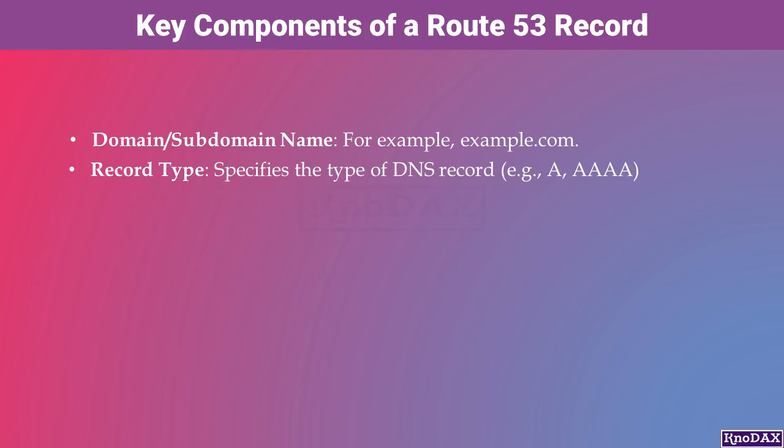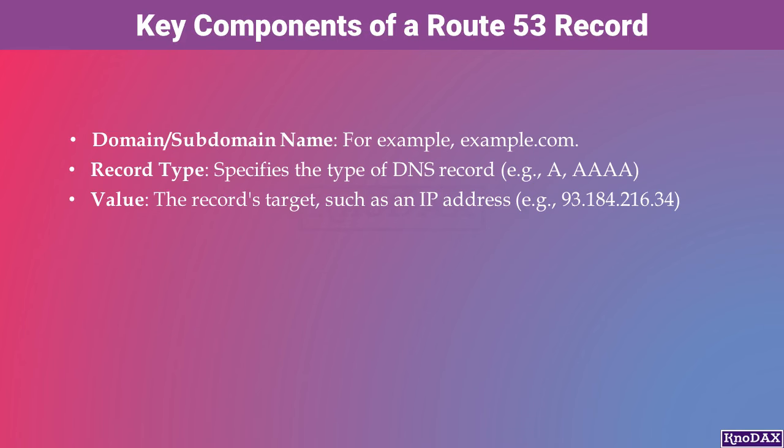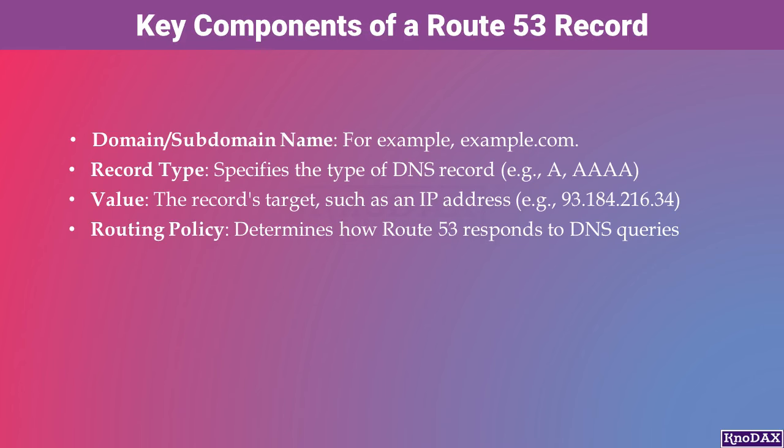Next, there's the record type. This defines the type of DNS record, such as A for IPv4 addresses or AAAA for IPv6. Then comes the value, which is the target destination for the record, like an IP address. For instance, 93.184.216.34. The routing policy is crucial.